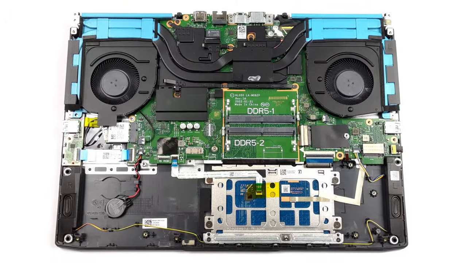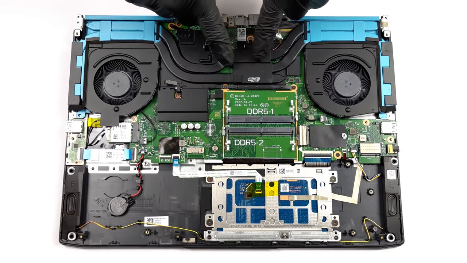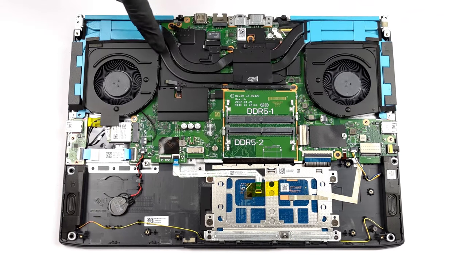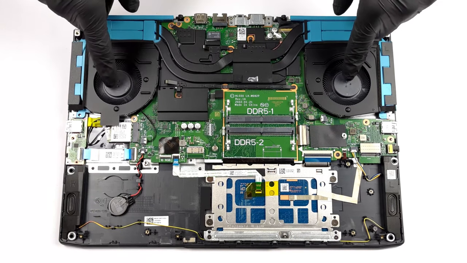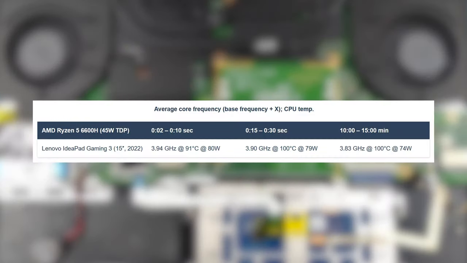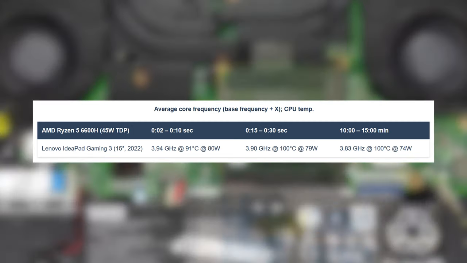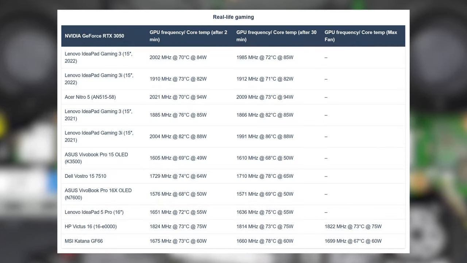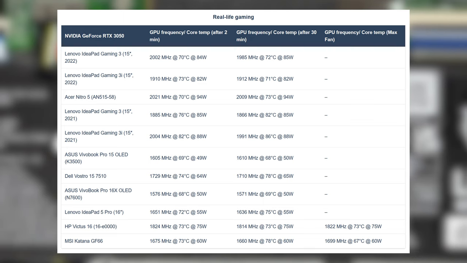The IdeaPad Gaming 3 has three heat pipes, with one shared and one separate pipe for the CPU and GPU, along with two fans and several heatsinks. The AMD processor heats up significantly, reaching 100 degrees Celsius and running at pretty high clock speeds during the entire stress test. The GPU performs well under stress as well, running at nearly 2000 MHz, with a temperature of 72 degrees Celsius.